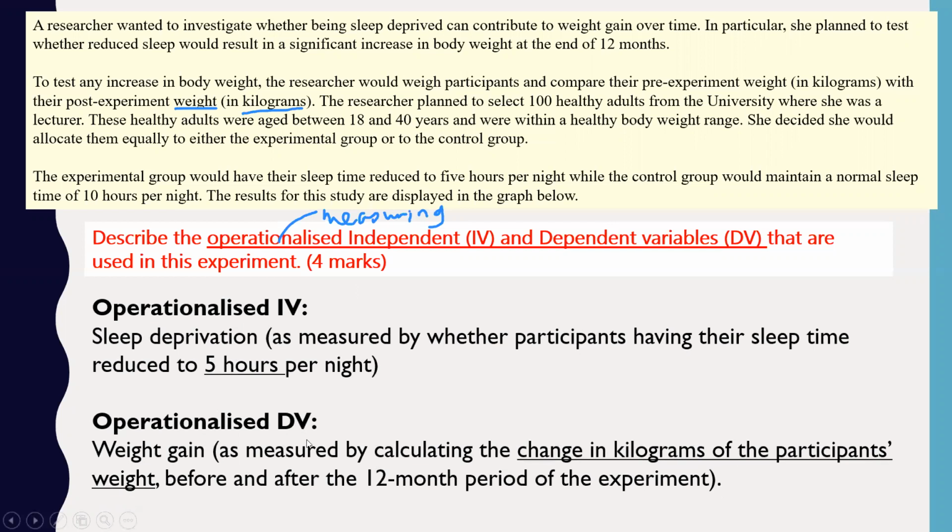As you can see, the operationalized DV is weight gain as measured by calculating the change in kilograms of the participant's weight pre and post experiment, and the operationalized IV is sleep deprivation as measured by whether participants have their sleep time reduced to 5 hours per night. Okay, we say that's the operationalized IV because the operationalized IV applies to the experimental group. Remember, the experimental group are the main people who are exposed to the IV. So whatever information is attached to them, that's the information that will go into our operationalized IV there.